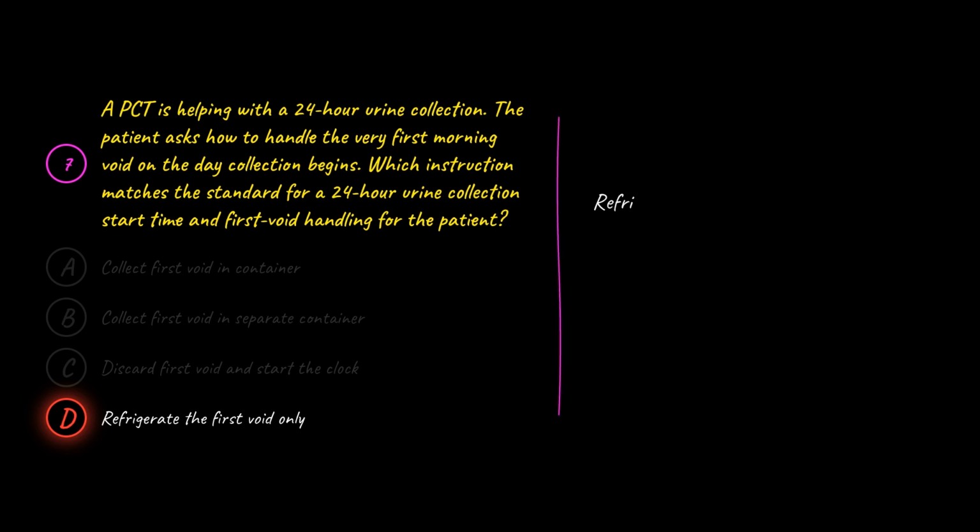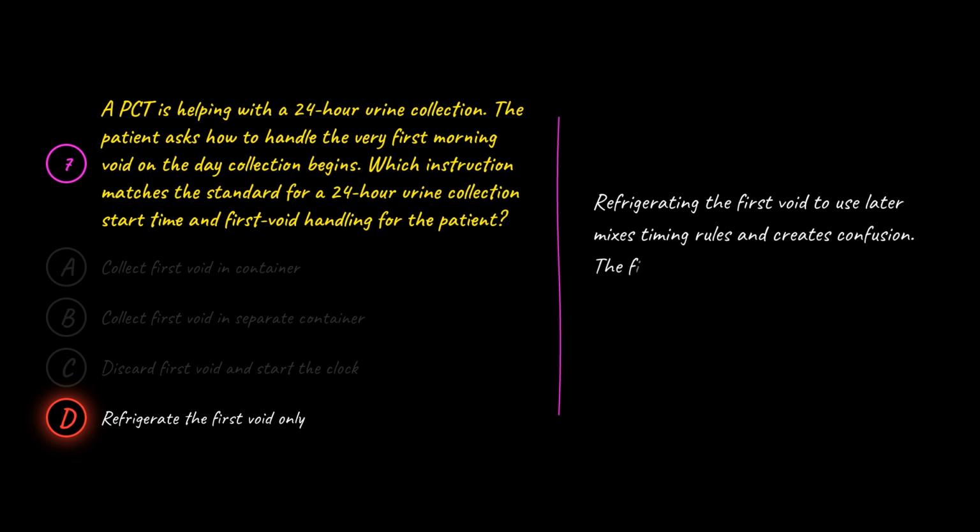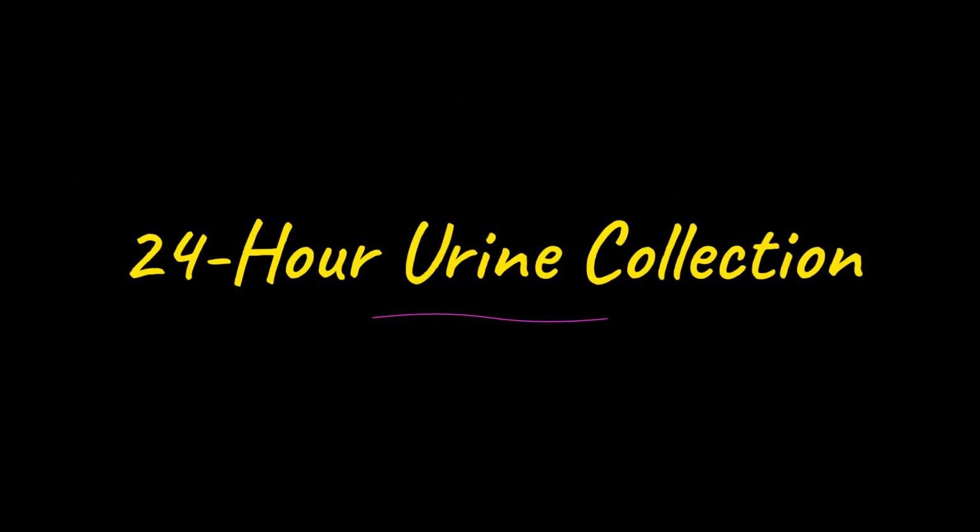D is wrong because refrigerating the first void to use later mixes timing rules and creates confusion. The first void is discarded, not stored for later inclusion, because the bladder content represents urine produced before the time collection started. A 24-hour urine collection measures total renal excretion of a substance over a full diurnal cycle, because the kidneys don't excrete at a constant rate throughout the day. A single void can't approximate what a complete time collection captures.